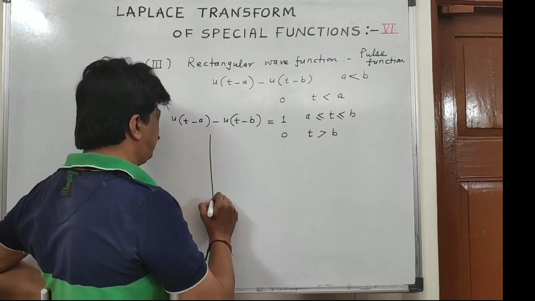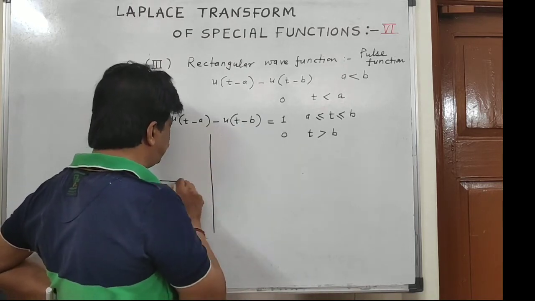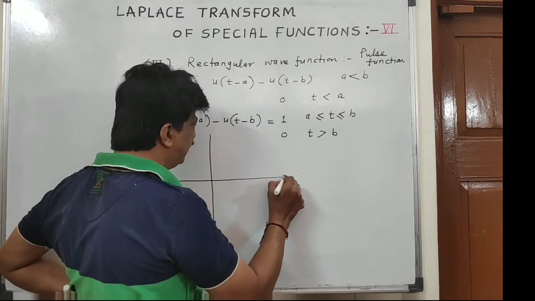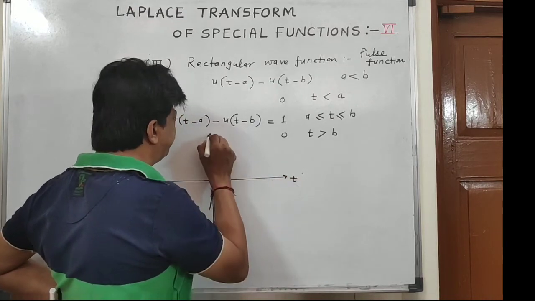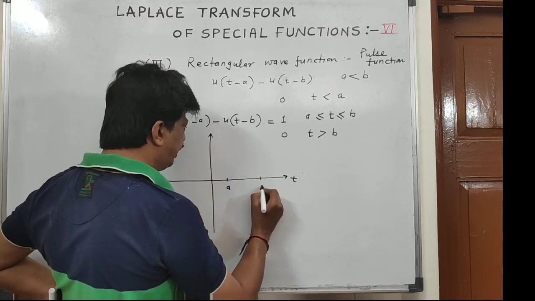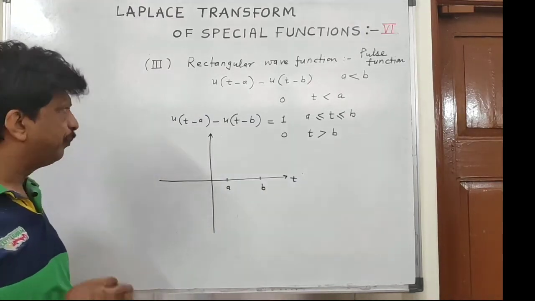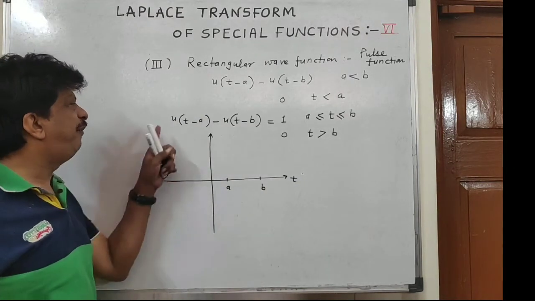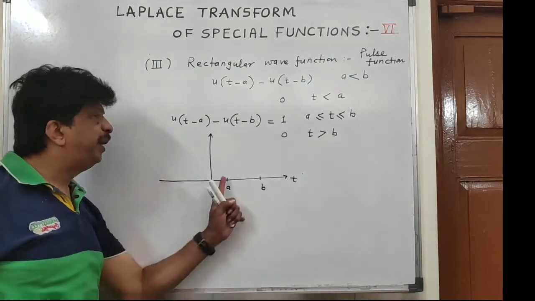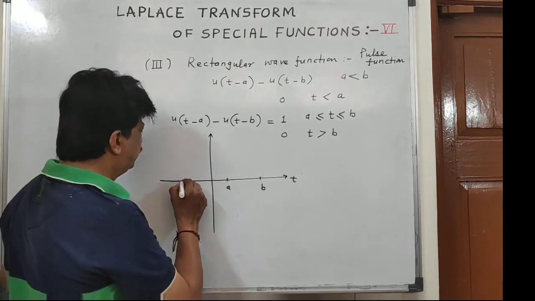This is the u of t minus a minus u of t minus b axis. This is the t axis. Say, suppose this is t equal to a, and this is t equal to b. Now let me plot this function. It is 0 when t is strictly less than a. So it is 0 for all these values.